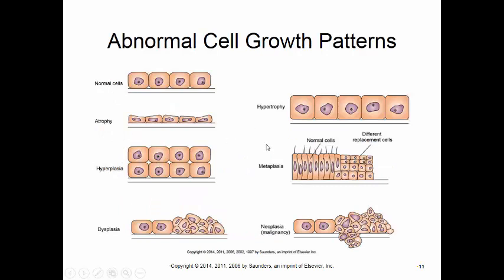So we can see here, we see dysplasia, different cell types. Then we have the metaplasia, the normal cell types here, but now it's being replaced with some other type of cell type. And then lastly, neoplasia, which is the cells are dividing, new cells, and since it's invading another tissue, it's malignant.